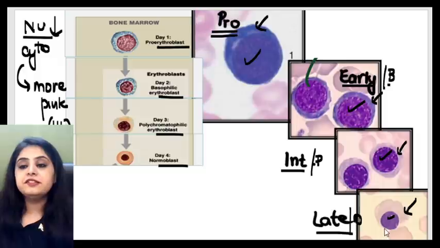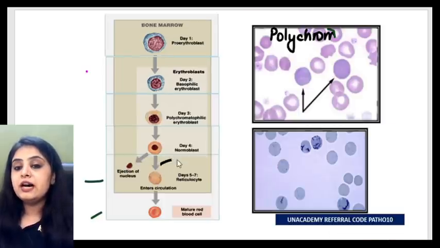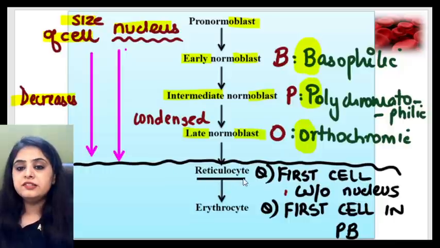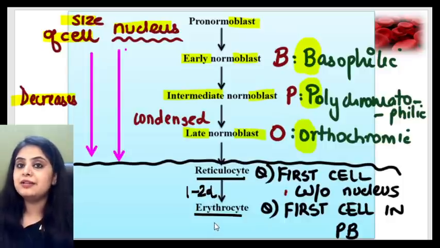The blast phase is over, and do you see the nucleus is almost ready to be kicked out of the cell? So what is the first cell that is going to be present without a nucleus in the peripheral blood? It is a reticulocyte. Once this reticulocyte comes out into the blood, it's only going to take 1 or 2 days to mature into a proper red blood cell.